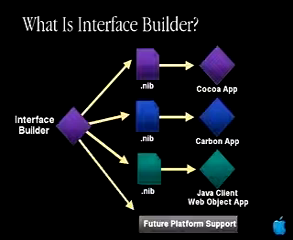So here you can see we have one tool. Our tool creates what we call a nib file. I will talk about that later. And we can target Cocoa applications, which was the traditional target for Interface Builder. We can now target Carbon applications. The WebObjects people are also using Interface Builder to create Java client applications.